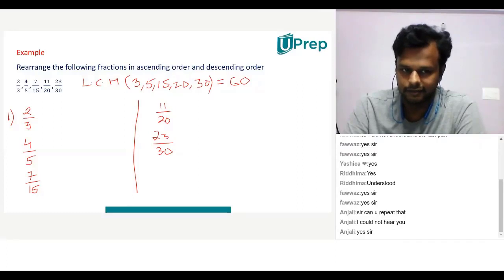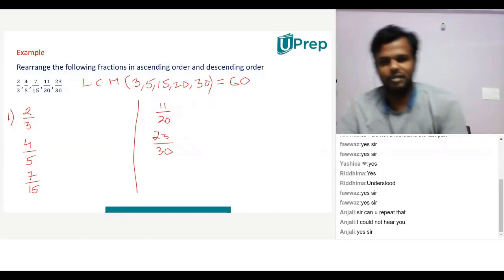the denominator? Sir, actually, I got everything correct, but the LCM was wrong. See, then how can it be correct, Neha? Then everything will go wrong, no? Yes, sir, in the starting it's a little bit wrong. No problem.